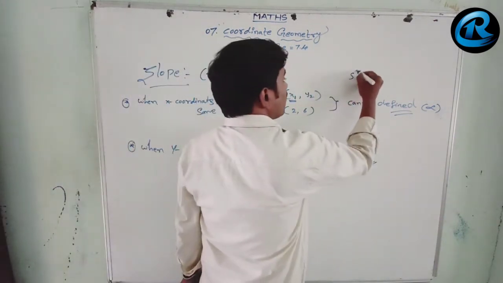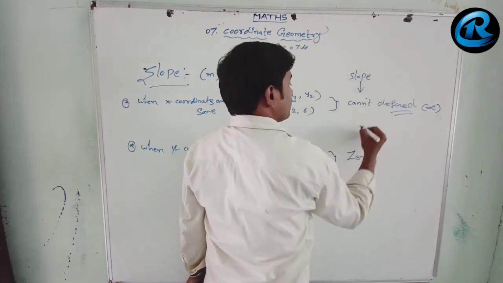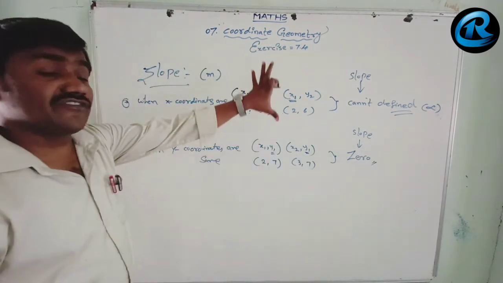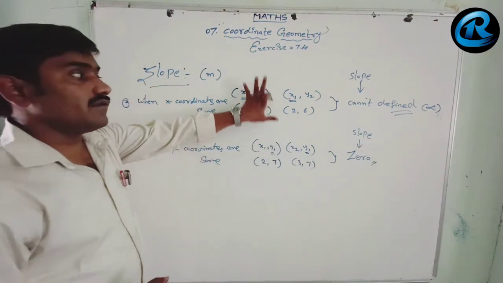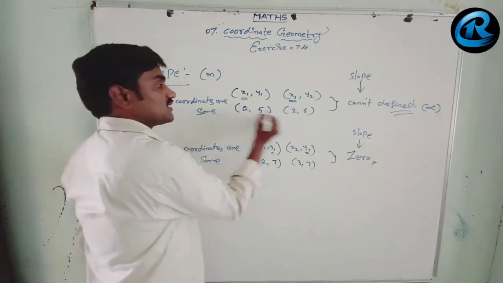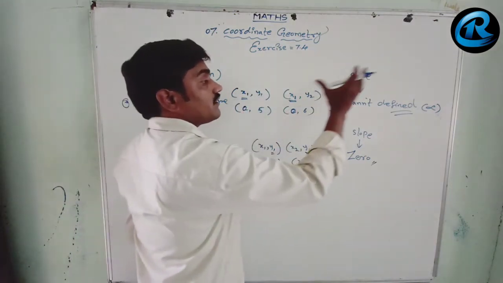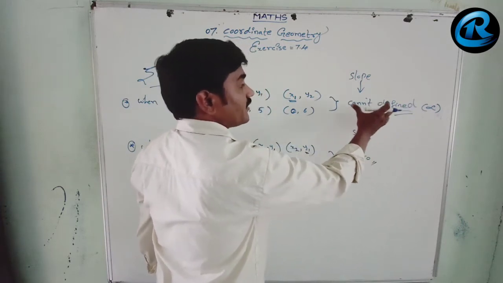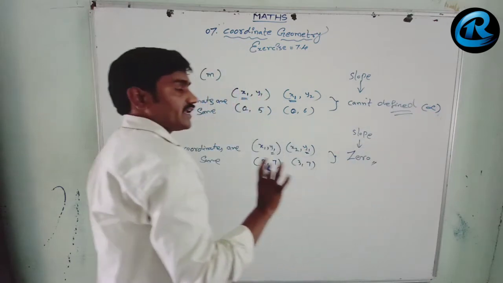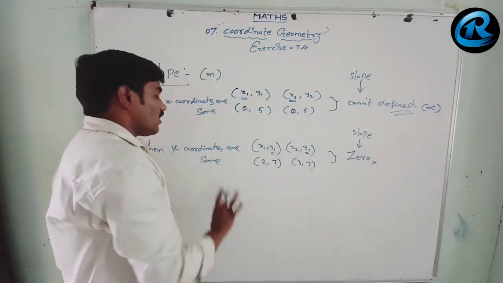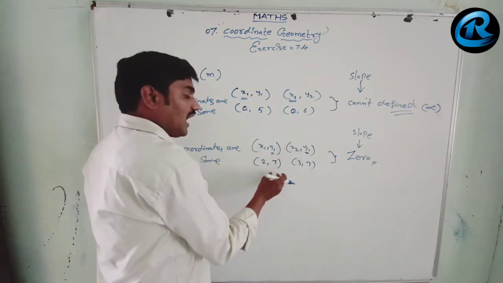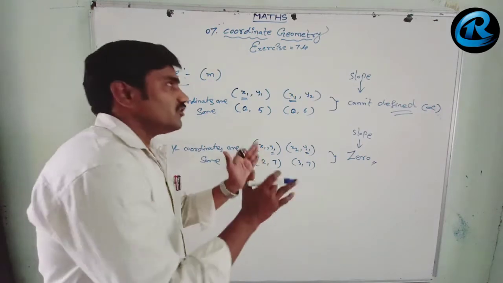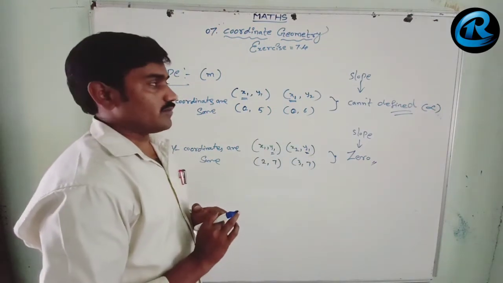About the slope I am telling you, the slope is 0. When x coordinates are same, or both are zeros, then the slope of the given 2 points is undefined or cannot be defined. So when y coordinates are same or equal, the slope is always 0. Why this happens, you will come to know slowly in the exercise problems.